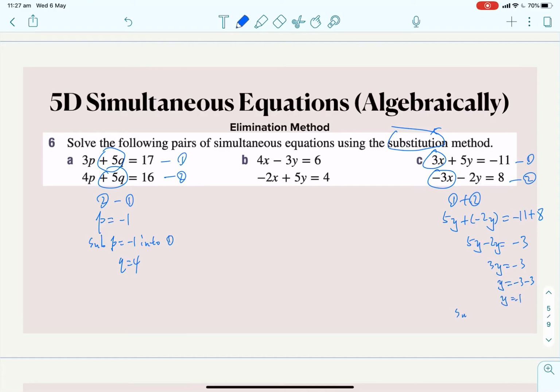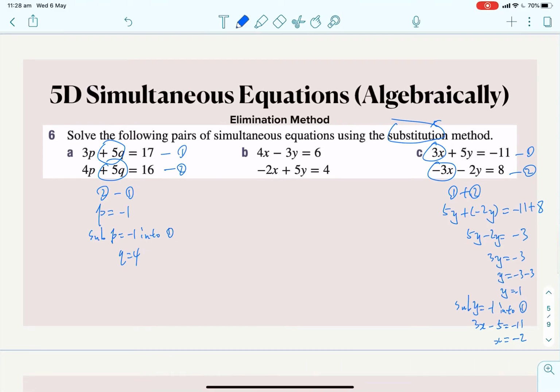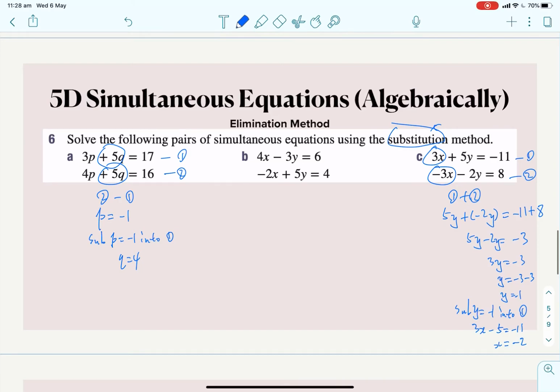And then you can substitute y equals negative 1 into, doesn't matter which one, let's say 1, okay? So 3x minus 5 equals negative 11, x equals negative 2, okay? That's that. Now, the important one for this one is b. It doesn't have anything that matches. What can we do about this?